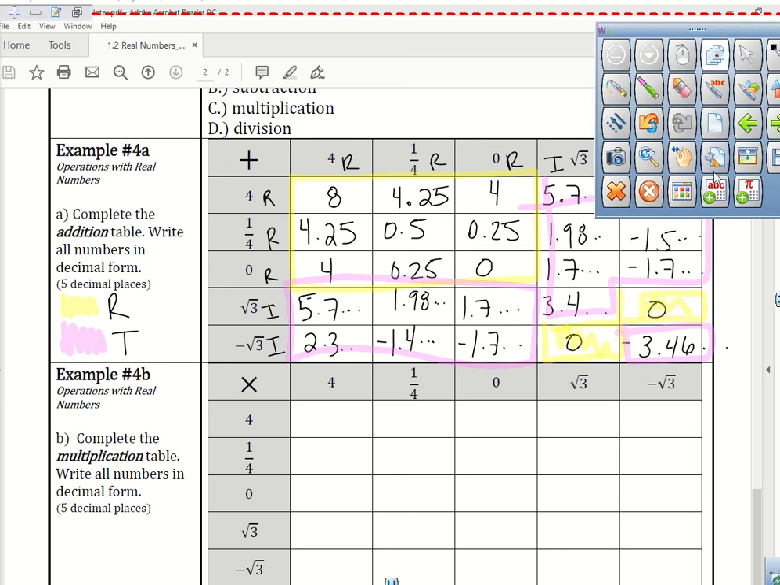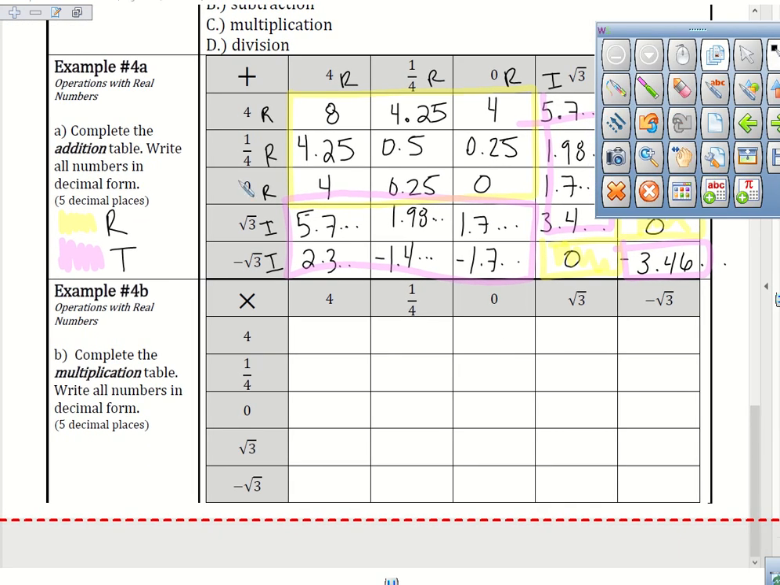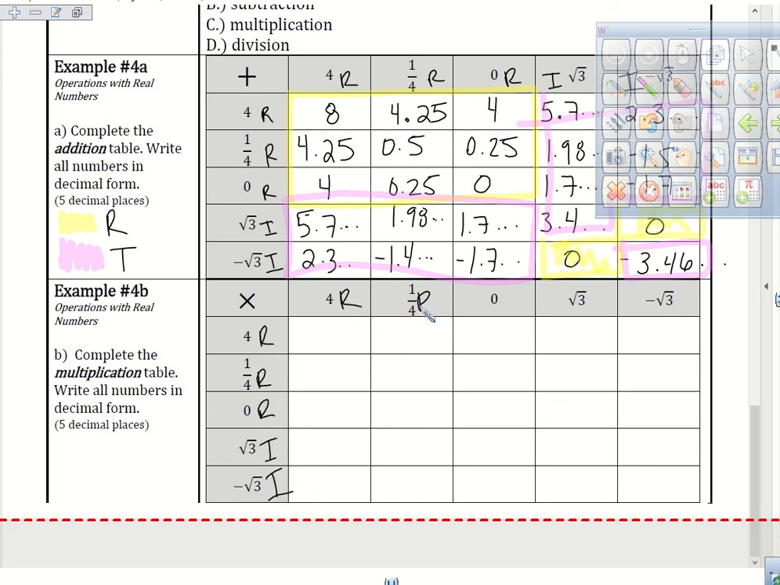Okay. Alright. Same thing down here. Now it's the multiplication table. Same idea. Again, I'm going to start by writing this is rational, rational, rational. This is irrational, irrational. Rational, rational, rational, irrational, irrational. This is multiplication. For example, 4 times 4 is 16. 4 times 1/4 is 1. 4 times 0 is 0. I'm going to pause the video, take a moment, and fill out this table.